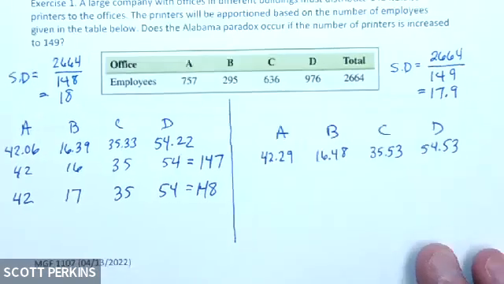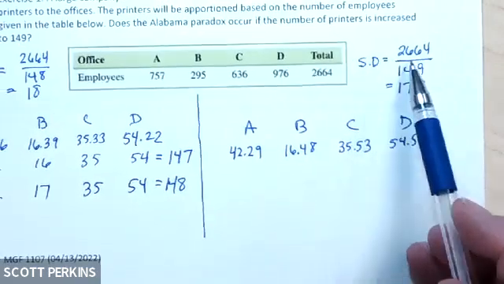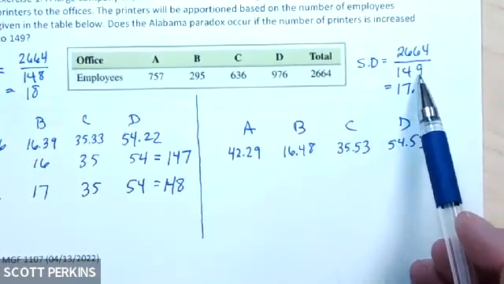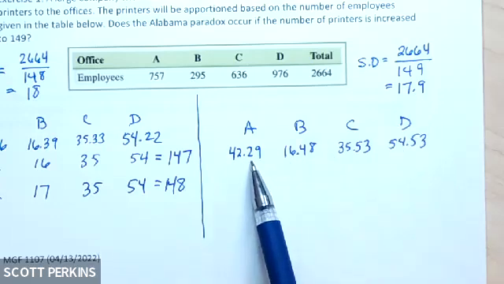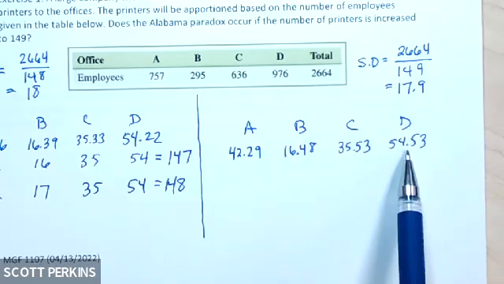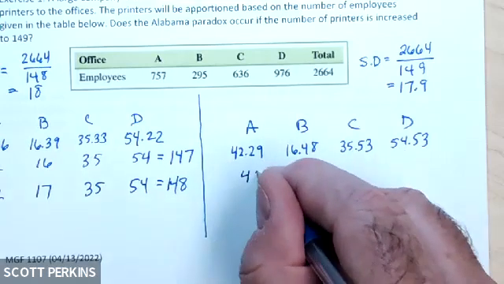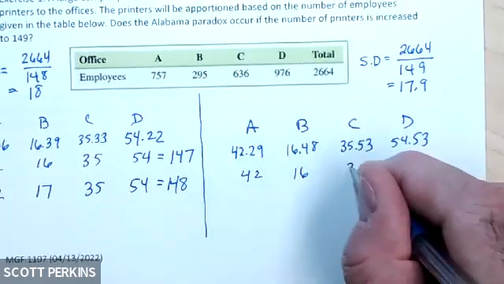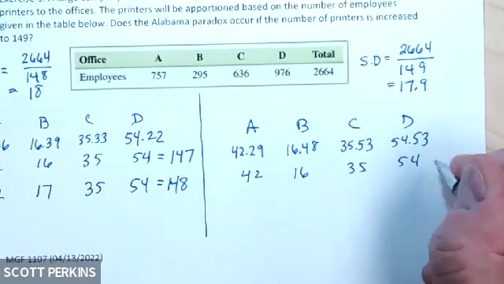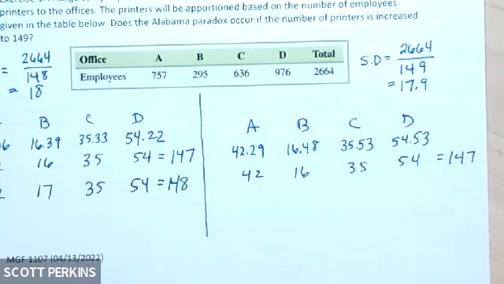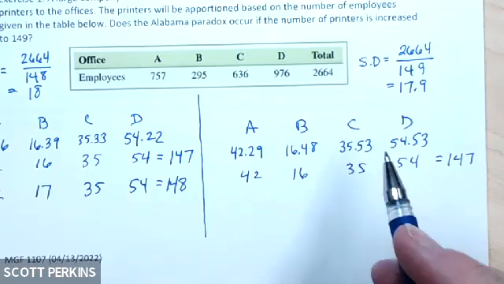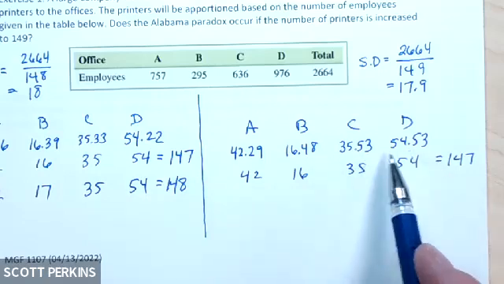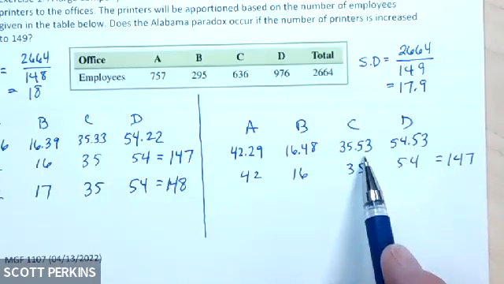Well, let's see. So over here, the standard divisor, 2664 divided by 149 turns out to be 17.9. Divide that into each of those and you get these numbers here. So that becomes 42 and 16 and 35 and 54. So once again, that's 147. But this time we have two extras because we have 149 printers. So let's see. Well, this time those printers are going to go to C and D because they have the highest number of the decimal.